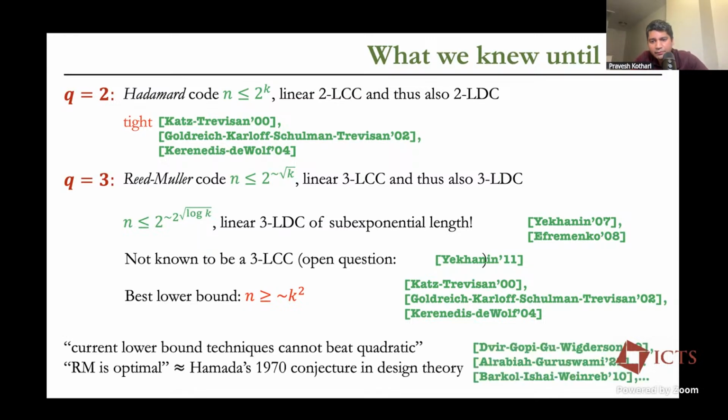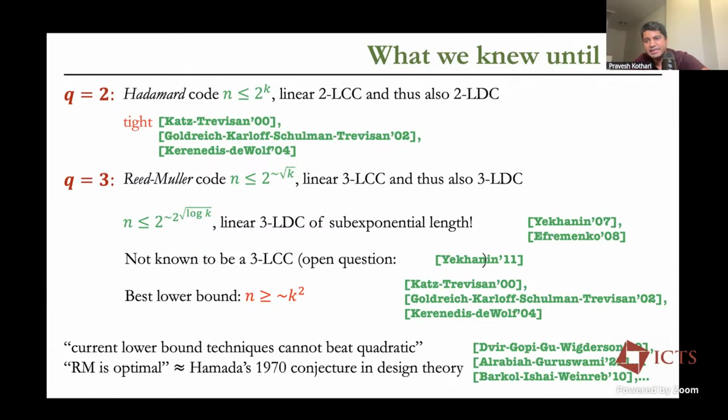And there's a lot of work which introspects why we are failing in this task of proving lower bounds or constructions. And there are some works that made some equivalence or connections between some widely open conjectures in combinatorial design theory, the so-called Hamada's conjecture of 1970, which is basically widely open for most cases.